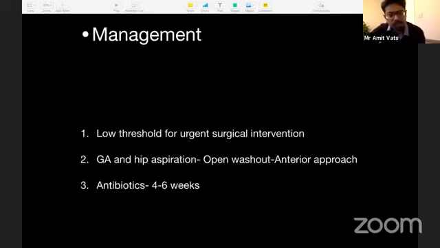In management, again, there is a low threshold for urgent surgical intervention. A general anesthetic and a hip aspiration may be useful in this situation. If there is pus, open the hip and wash out. Prolonged treatment with antibiotics is indicated. Different countries and different hospitals have different choices of antibiotics and duration, but normally it is about 4 to 6 weeks, partly IV and then partly oral.